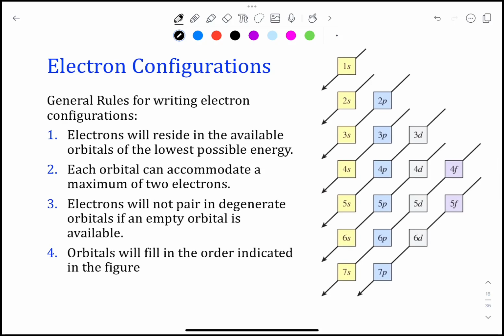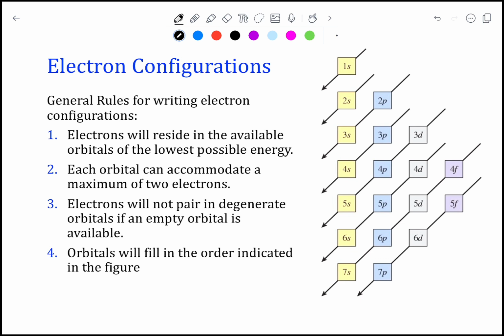So now that we know our rules for writing our electron configuration, we can use this little diagram here to help us write them for all of our elements, no matter how many electrons they have. Just a reminder of our general rules. Electrons will reside in the available orbitals of the lowest possible energy.